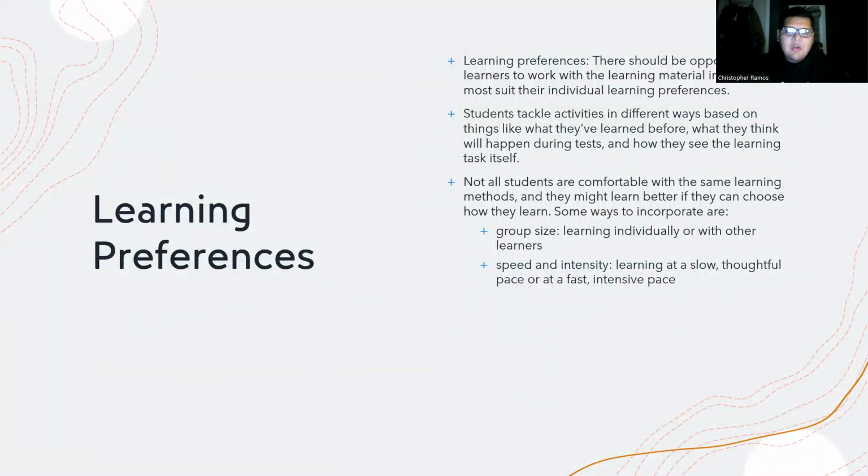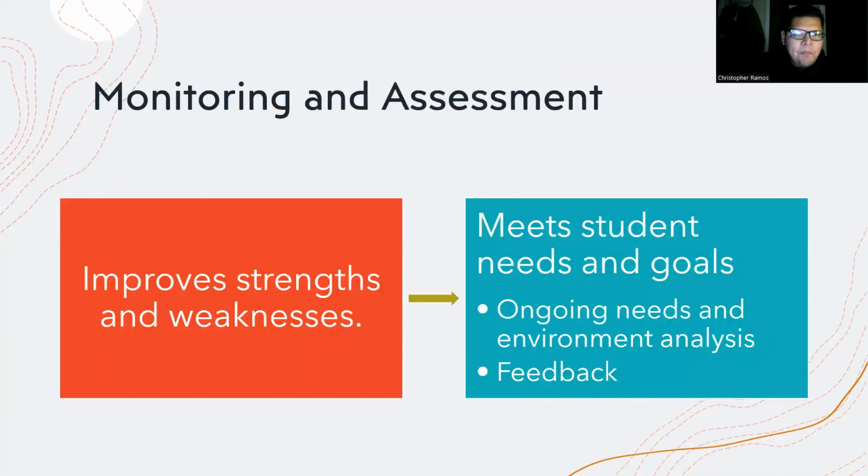Some ways to incorporate this are group size, for example, learning individually or with other learners. Speed and intensity, learning at a slow, thoughtful pace or at a fast, intensive pace. Basically having visual, auditory, and hands-on learning, finding out what the students' learning preferences are and trying to make that work for the class, where each student has their type of preference in the lesson and where they feel more comfortable and have more strength.